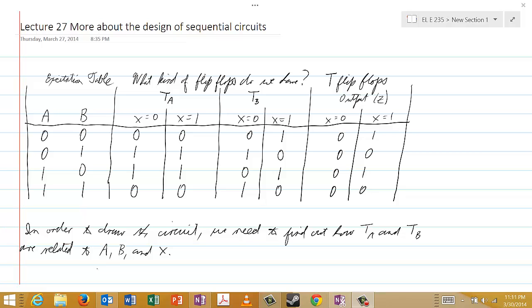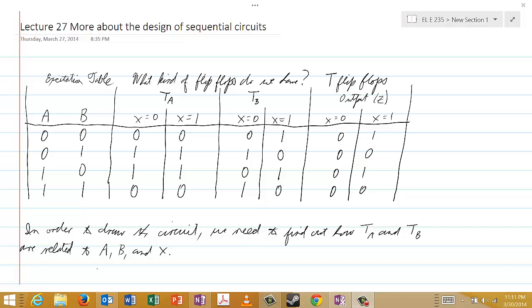Welcome to Lecture 27. You will recall that we were in Lecture 26. At the end of 26, we were still in the middle of a design problem in which we were trying to design a sequential circuit to detect a certain sequence in the input.